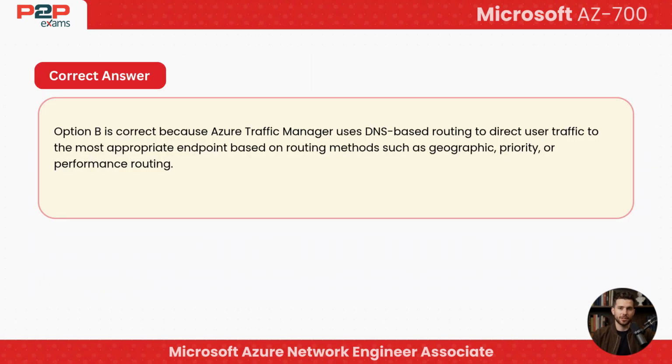Option B is correct because Azure Traffic Manager uses DNS-based routing to direct user traffic to the most appropriate endpoint based on routing methods such as geographic, priority, or performance routing.